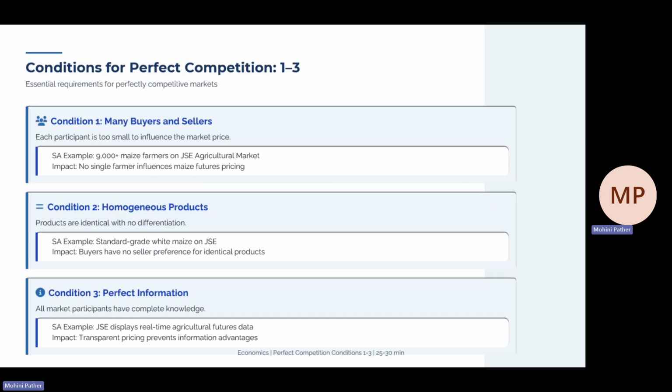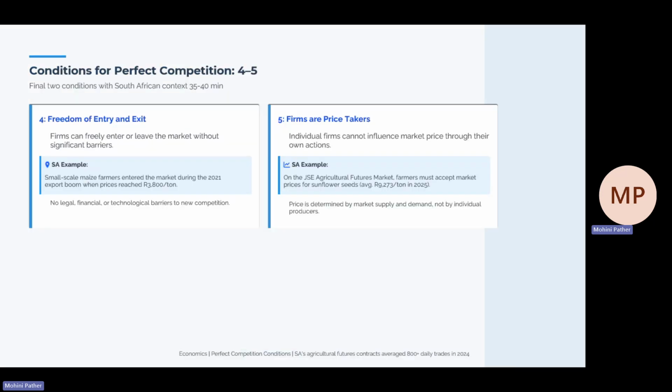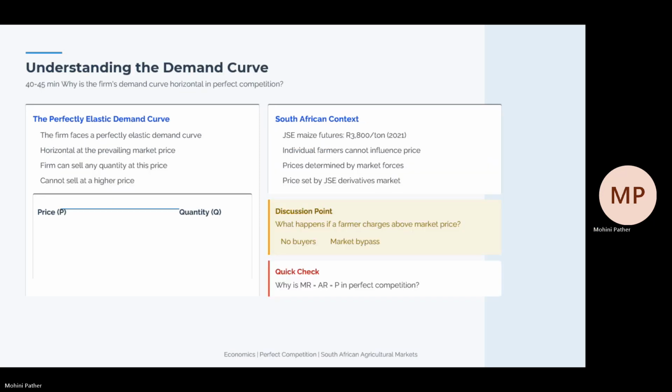Okay, so again, the perfect competition requirements: many buyers and sellers, homogeneous products, and perfect information. Also, freedom of entry and exit, and all your firms are price takers. Understanding the demand curve. So here, in perfect competition, you have perfectly elastic demand. So the firm faces a perfectly elastic demand. It's horizontal with the prevailing price. If a farmer charges above market price, there are no buyers and the market bypasses.